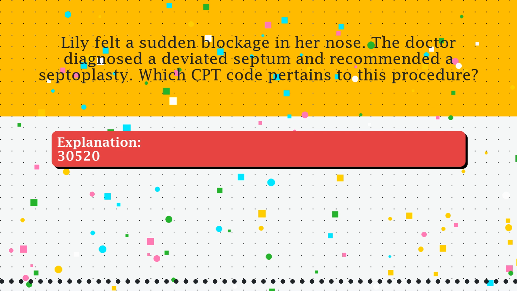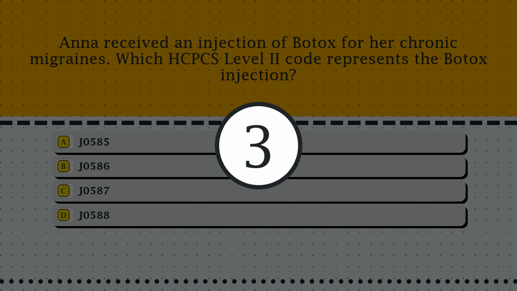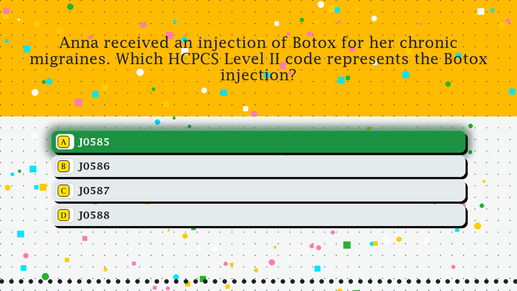Question 290. Anna received an injection of Botox for her chronic migraines. Which HCPCS Level 2 code represents the Botox injection? Option A, J0585. Option B, J0586. Option C, J0587. Option D, J0588. The correct answer is option A, J0585.